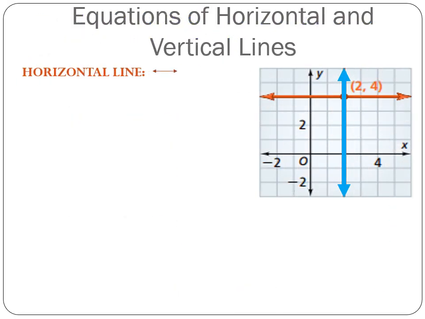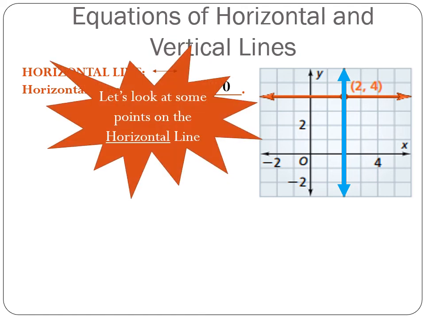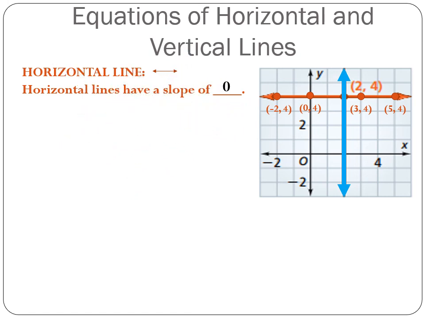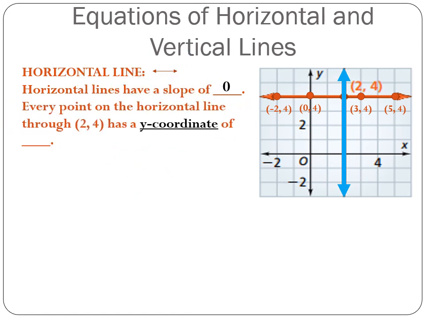Okay, what about horizontal and vertical lines? So remember our horizontal line has a slope of 0. Okay, let's look at some of the points on the horizontal line. So I could be looking at the point (3, 4) that I just put on your screen, or the point (5, 4), or the point (0, 4), or the point (-2, 4), or the point (2, 4) that was on there at the start. Hopefully you're starting to notice something being the same. One of these things is the same in all of these, right? That is, the y coordinate is always 4.